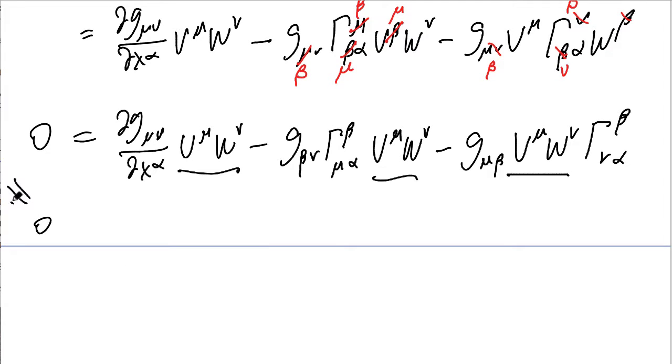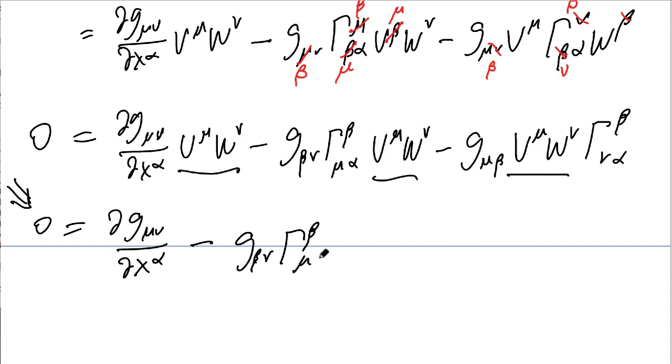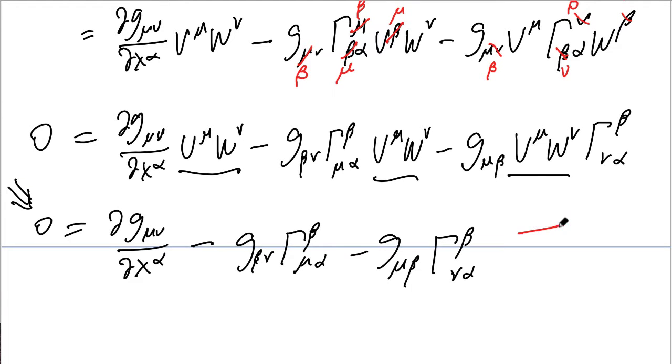Okay, so this implies the same expression with v mu w nu removed. That's partial g mu nu with respect to x alpha minus g beta nu gamma beta mu alpha minus g mu beta gamma beta nu alpha. So this equation relates the Christoffel symbols, the big gammas, to derivatives of the metric, and of course the metric itself. So we'll solve this in a minute, but before we do that, let's take a close look at this equation.